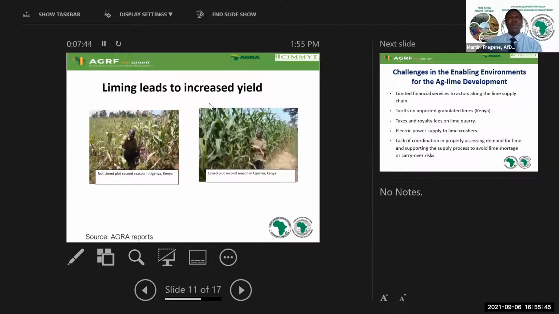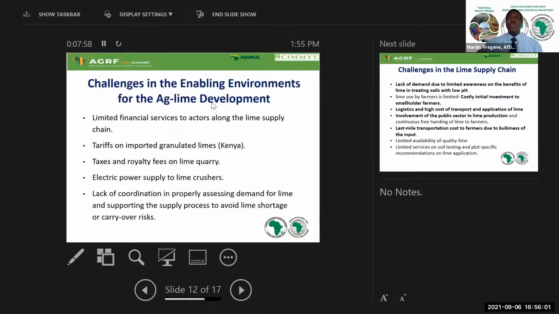Again, coming back to what I was saying, Africa's green revolution will actually have to do with soils. We cannot run away from that. The first and second and third green revolutions were all about soil. It will also have to do with soil. So the question is, how do we ensure this happens? That's the biggest question. There are challenges.